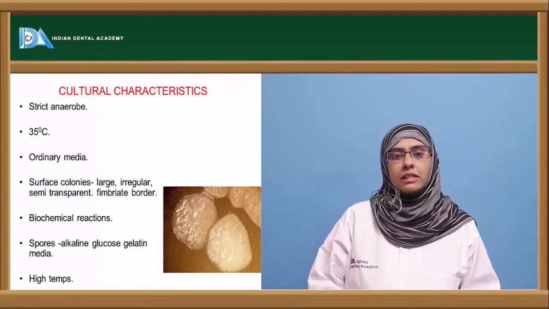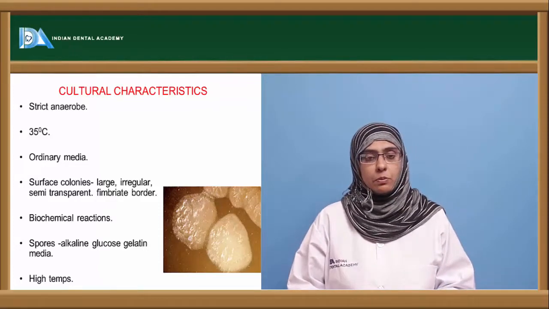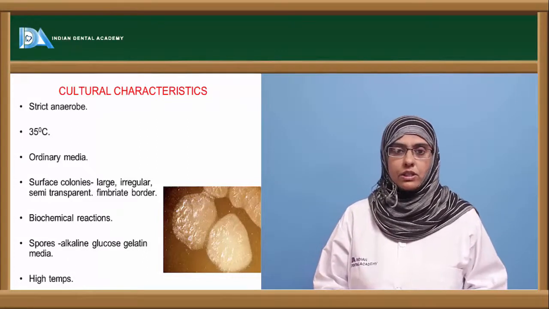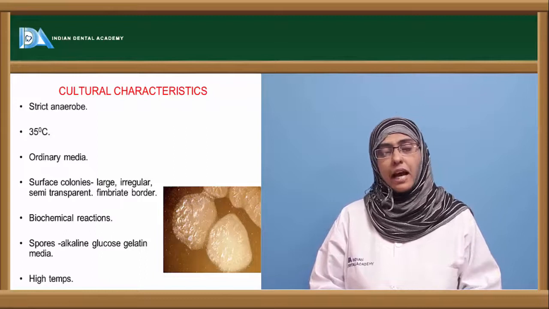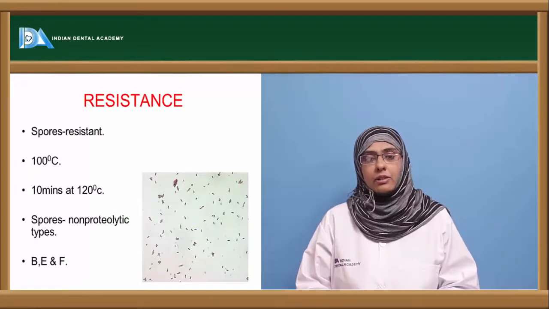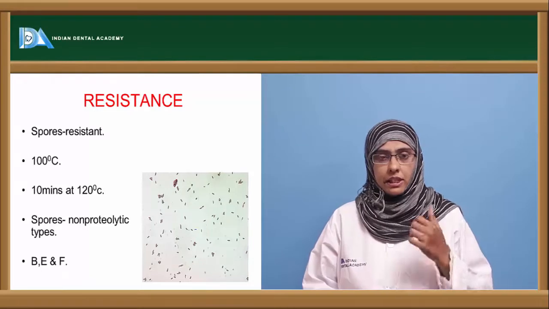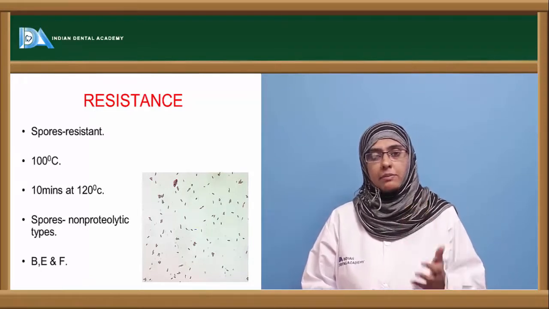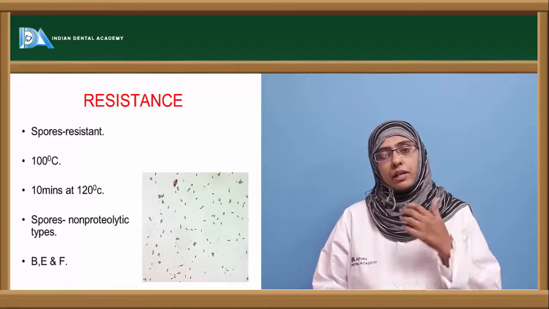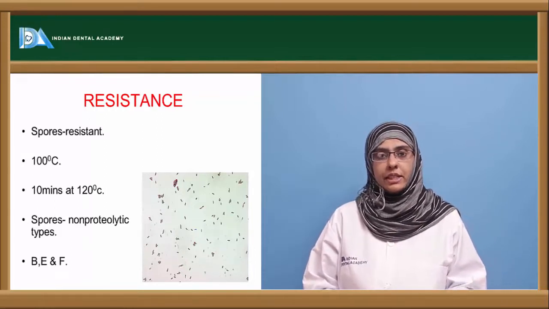Coming to the biochemical reactions, these can be used to identify different types of species. The sporulating organisms can be grown in media containing alkaline glucose gelatin, and high temperature inhibits the growth of this sporulating organism. Coming to the resistance, the spores are highly resistant in nature, and they cannot be eliminated when boiled at 100 degrees centigrade. They have to be exposed for several hours at 100 degrees centigrade to be eliminated, and they can be killed at 120 degrees centigrade for 10 minutes.